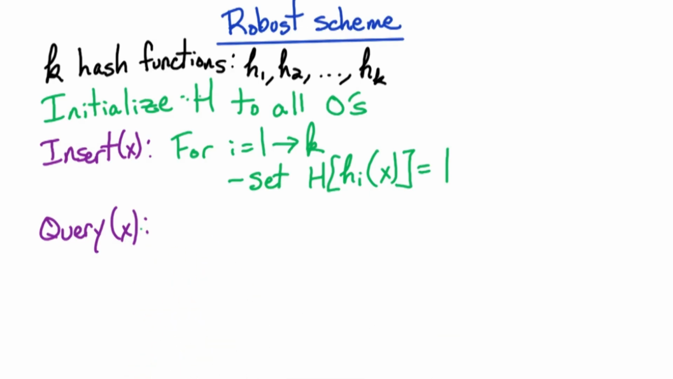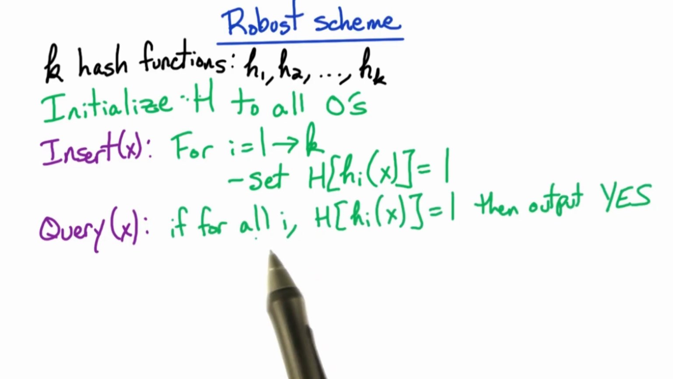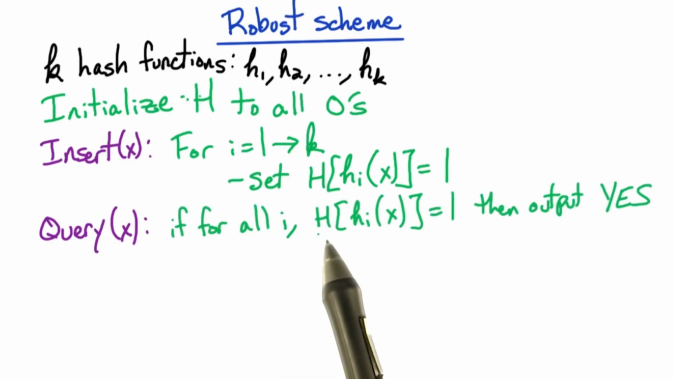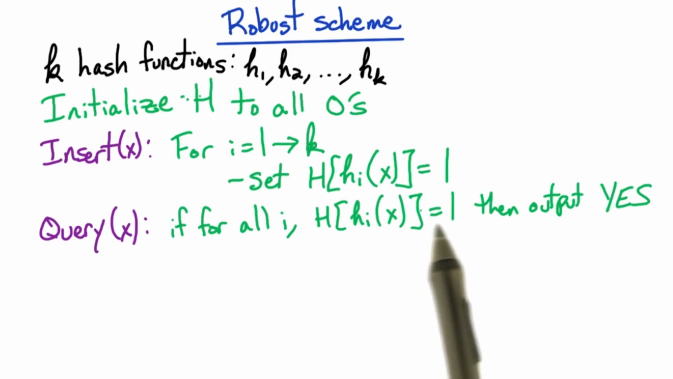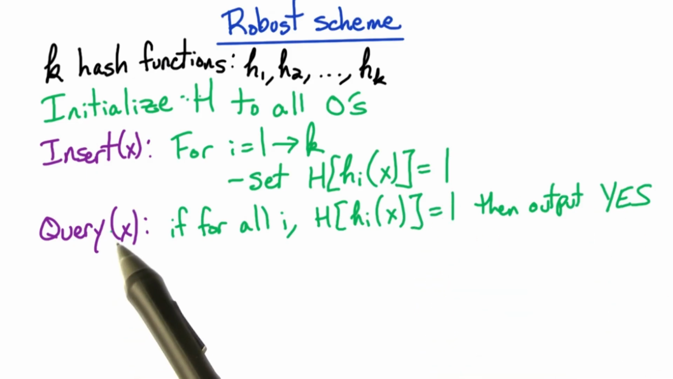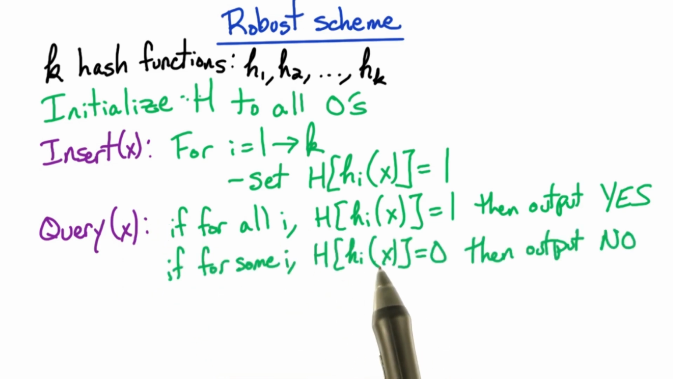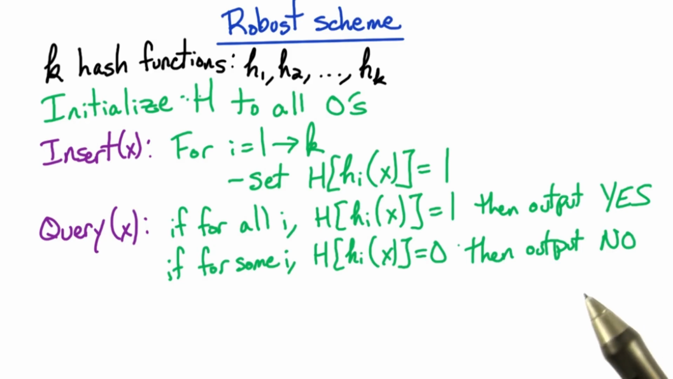So let's write that out more precisely. If for all of those k hash values, the hash function at those k bits is set to 1, then we output yes. We believe that this element x is in the database S. If any of these k bits is still 0, then we're guaranteed that this element x is not in the database. So we output no.